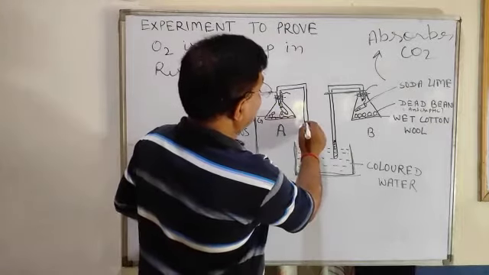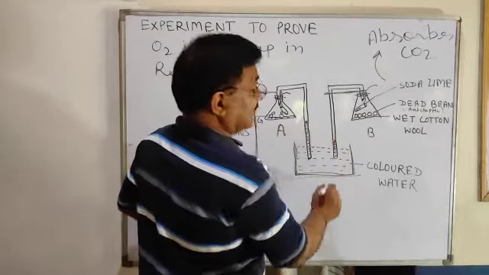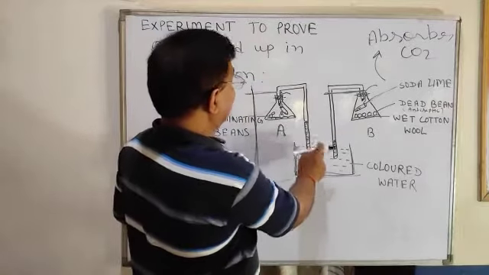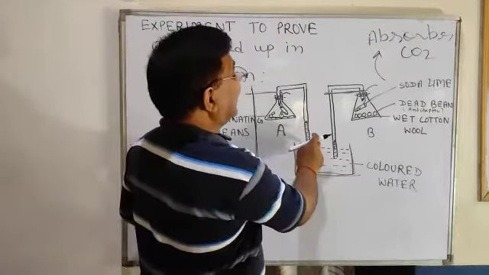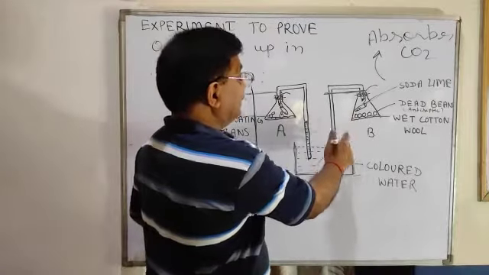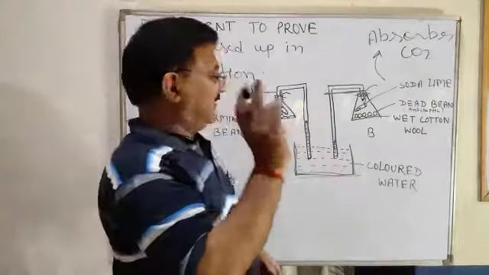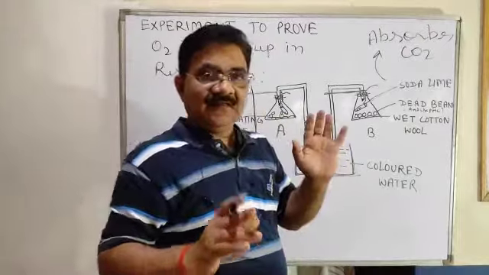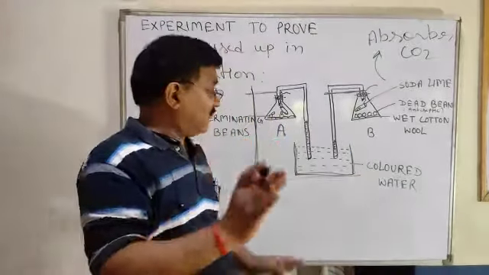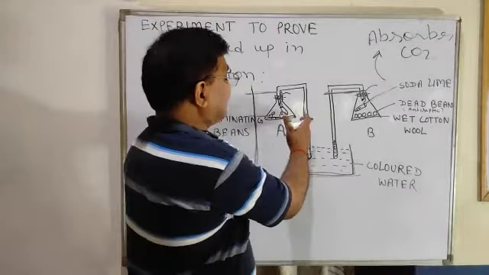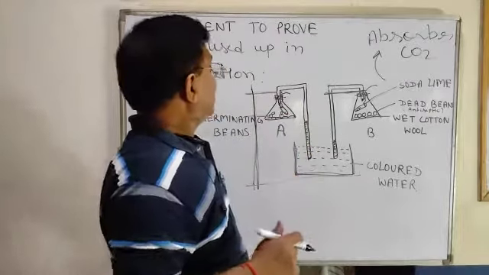Here the level is still here and here the level is here. Means there is a rise in level in this tubing A, and in tube B there is a slight rise in water level. That part we have to discuss. What happened? Why is there a rise in water level in this tube?